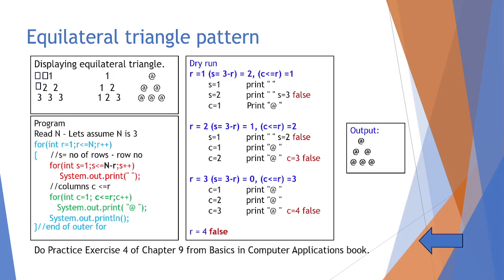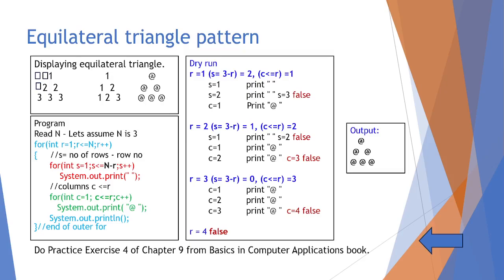In the meanwhile, what are we trying to print? When s is one, a space. In the red colored loop, System.out.print with a space in double quotes. So two spaces, then one column, print the at the rate sign, or you can print r or c. Now in the second row, one space, two columns, two at the rate signs. Please see the output. In the third row, no spaces but three columns. So this is how the equilateral triangle is displayed.